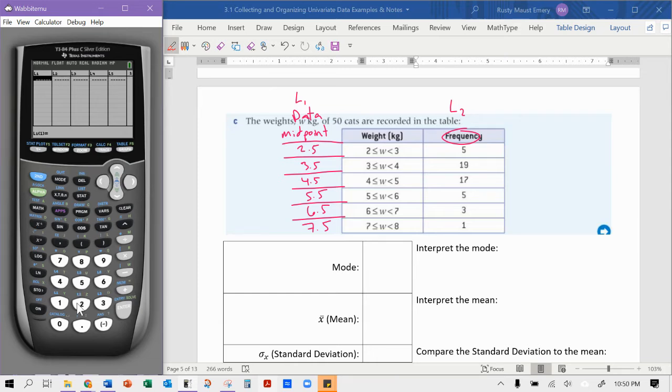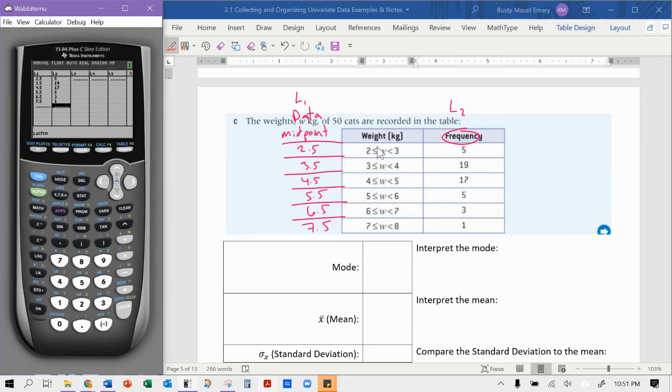So now typing in the data, again, be careful. Make sure you type in carefully, 2.5, 3.5, 4.5, nope, made a mistake, 4.5, 7.5, 3.5, and 7.5. Okay, now you need to type in the frequencies, right? So now the frequencies to correspond, 5, 19, 17, 5, 3, 1.